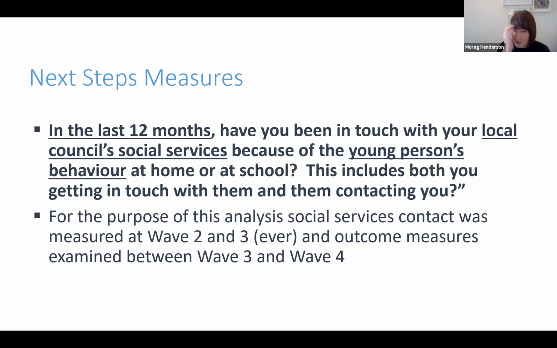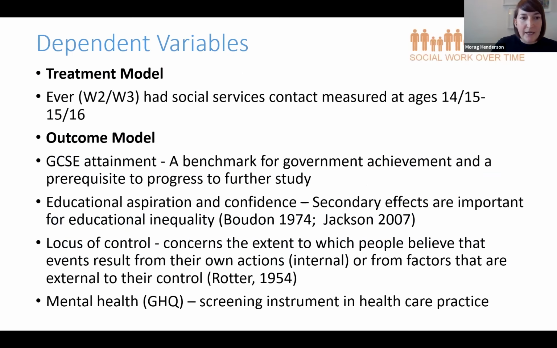Actually, I think it was asked multiple times, but in order to try and capture some temporal ordering, these were pre-measures of social service contact, and the outcome measures were examined between wave 3 and wave 4. So in order to predict, we combined those two measures. So we've got an ever had social service contact between age 14 and 16. And then we're interested in, as I mentioned, educational attainment.